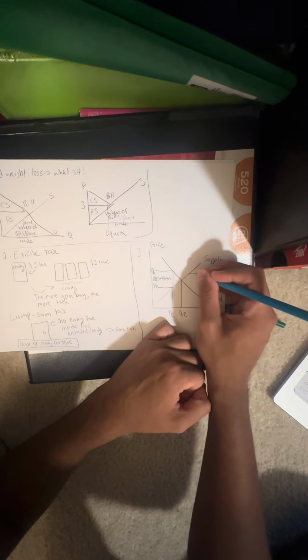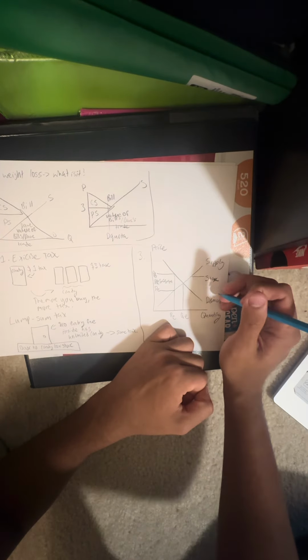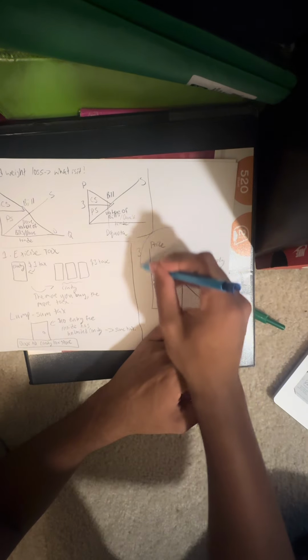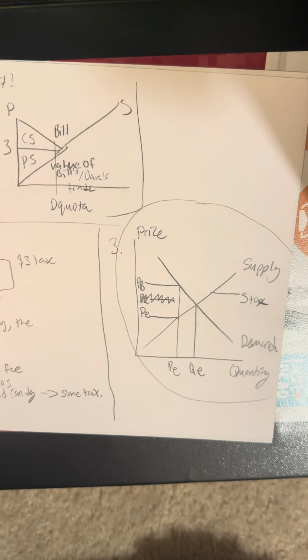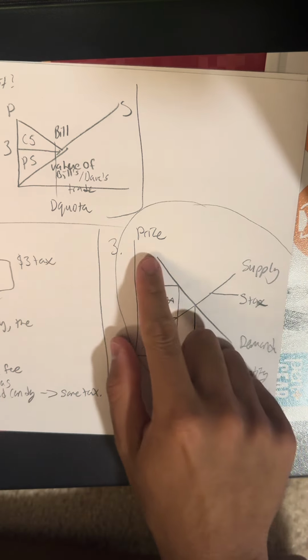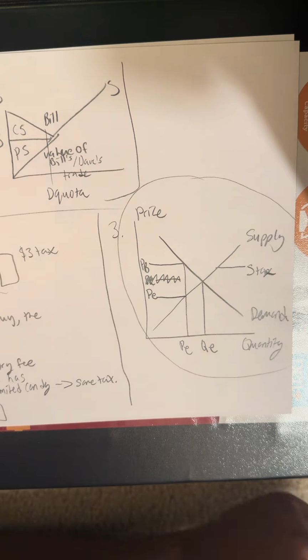After the tax, the new equilibrium quantity drops, so it's to the left of QE. Buyers now pay a higher price, that's PB. Sellers receive a lower price after tax, that's PS. So in the end, the tax pushes buyers' prices up and sellers' prices down, splitting the burden between them.